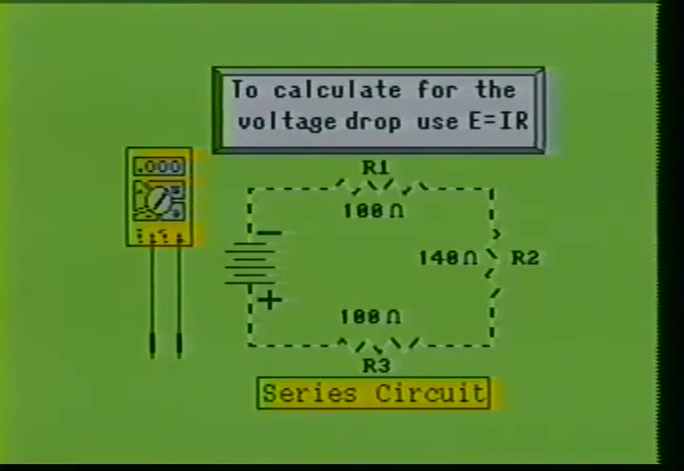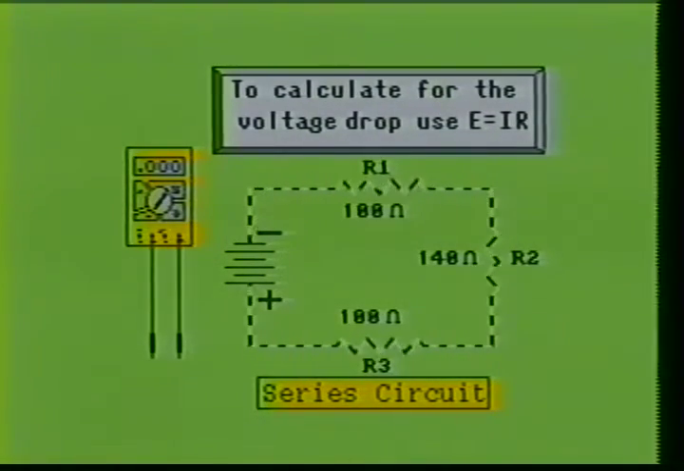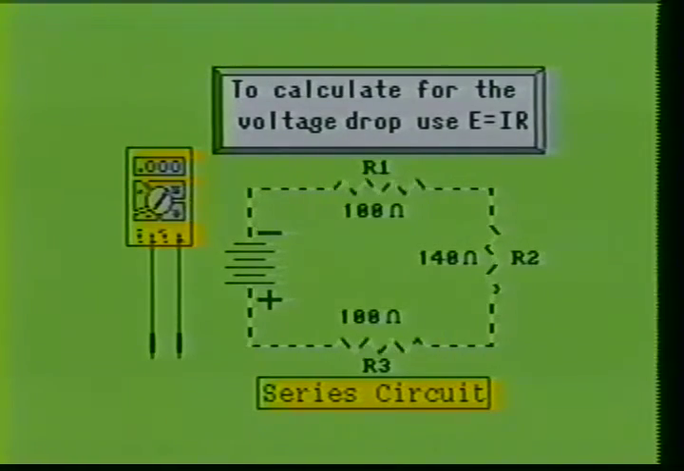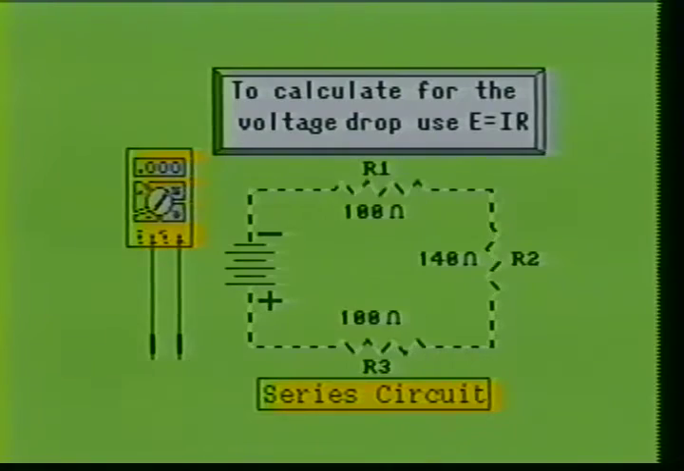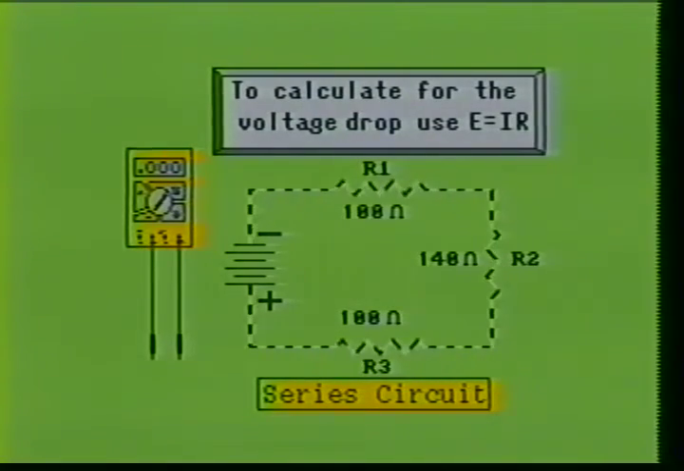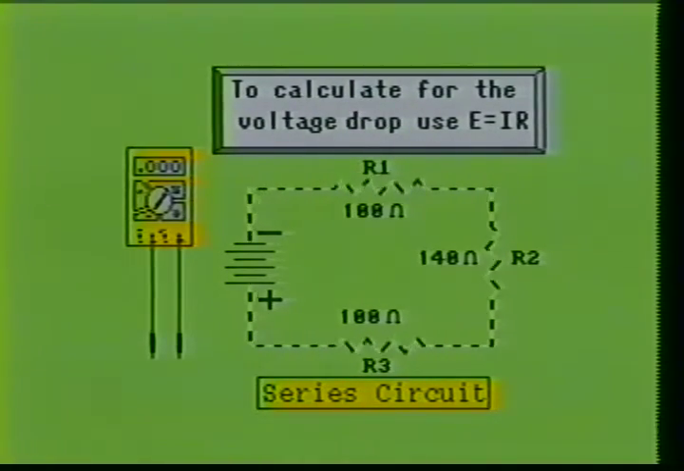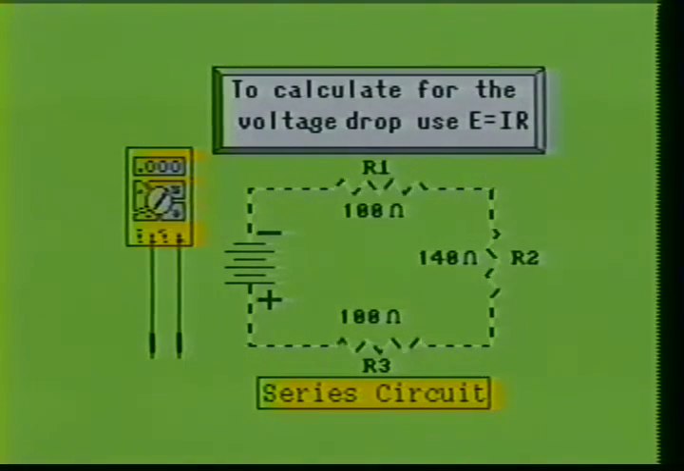Now that we know the current flow through the circuit and we know the values of each resistor in the circuit, we can calculate the voltage drop across each resistor in the series circuit. Once again, we will use Ohm's law to calculate the voltage drop, current times resistance. When we multiply the actual current flow of 0.00441 amps times the value of R1, which is 100 ohms, we get a voltage of 0.441 volts.